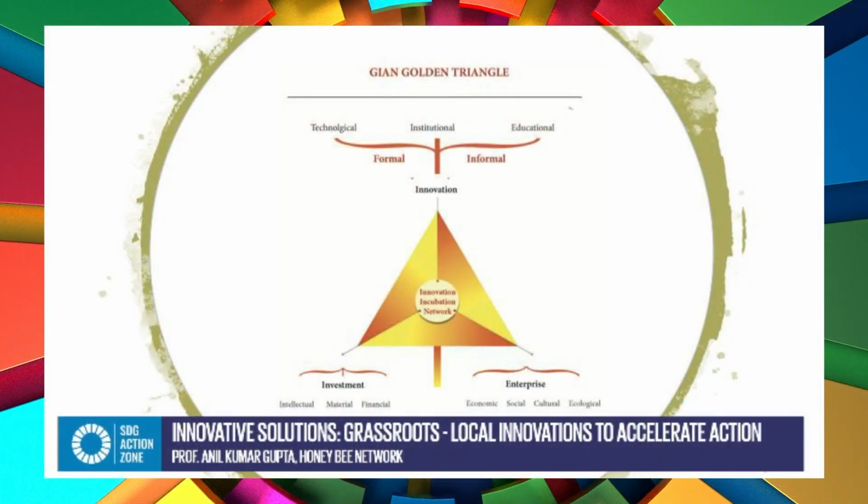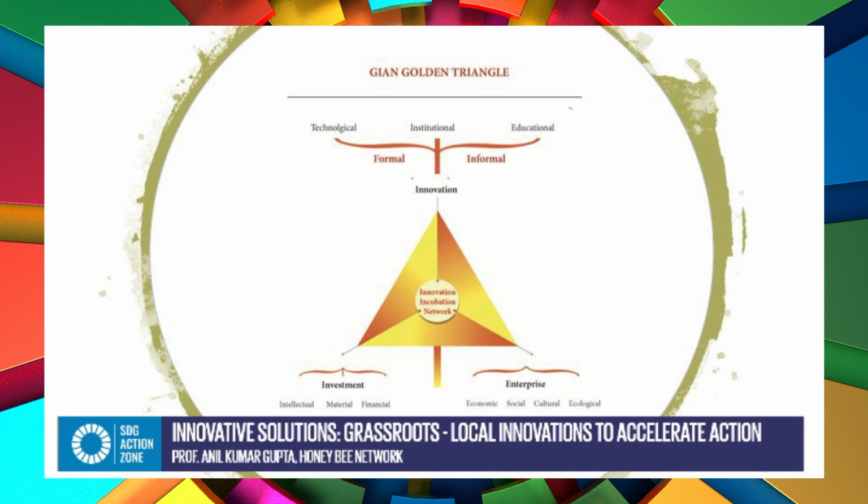As the third slide shows, you have a triangle of innovation, investment, enterprise. You know, when we set up Honey Bee Network, after that we set up Srishti, which was an NGO. Then we set up GIAN, which was a semi-autonomous organization in partnership with the state government. So 3 secretaries, agriculture, industry, rural development were on the board. 3 professors were on the board. 3 voluntary organizations were on the board. 3 corporate chiefs were on the board. This is the board of GIAN.